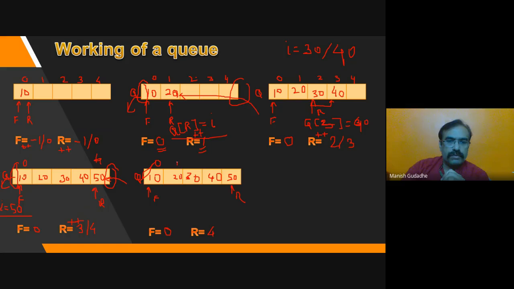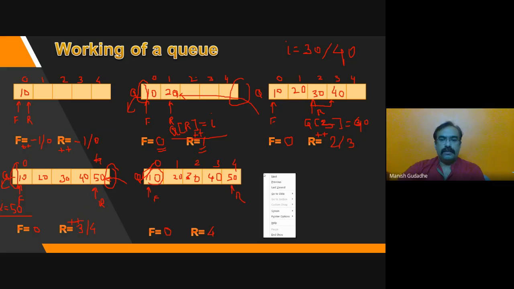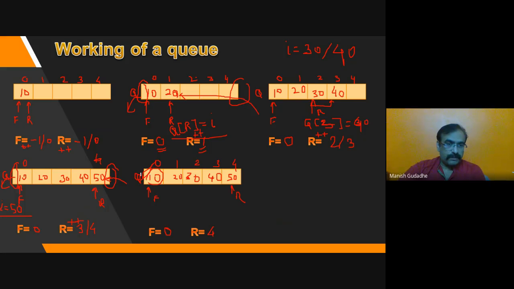This is the 0th element, 1, 2, 3, and 4. Now, if I want to delete an element, I can delete it only from the front end. So, which element will be deleted? 10 will be deleted. The element which will be deleted is 10. Okay. So, I can delete from this end. The element is going to exit from this end.